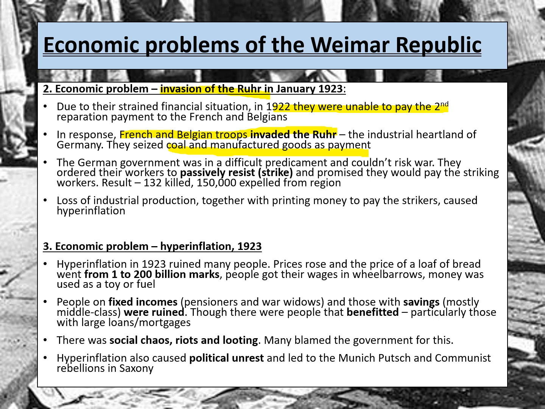The German government was in a really difficult position. They didn't want to risk war with the French, but they basically ordered their workers to passively resist. That means to strike. So they asked their workers to strike and not produce any goods for the French and Belgian troops to take. And they told the workers that they would pay them to strike as well. Now, of course, this meant that the French and Belgian government just sent their own workers to continue to carry out the work, whilst the German workers were on strike.